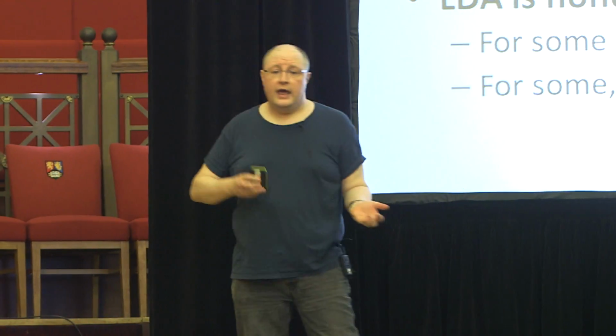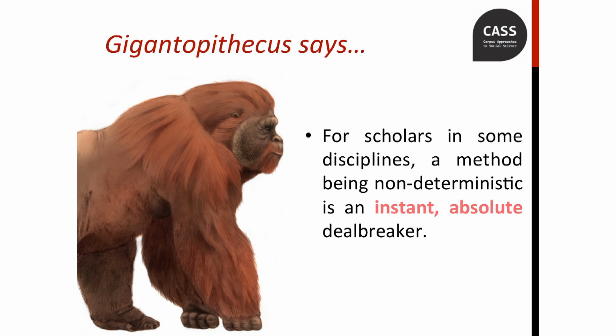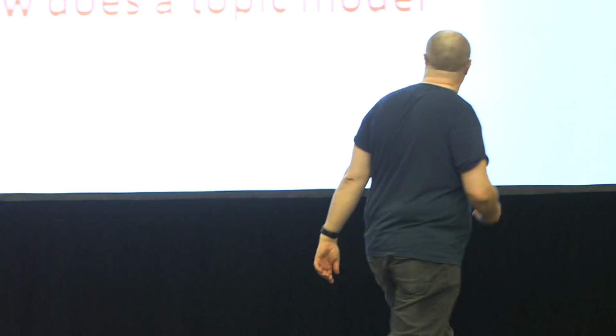What does non-deterministic mean in this context? There's an element of randomness. Because we start with random topics, it's going to get randomized as we go along. I'm way over time already. So, Gigantopithecus says, for scholars in some disciplines, a method being non-deterministic, involving randomness, is an instant absolute deal breaker. Now, because we do quantitative stuff in corpus linguistics, maybe it's not such an instant deal breaker for us, but it's certainly something we should be aware of, and I'm going to illustrate it later.